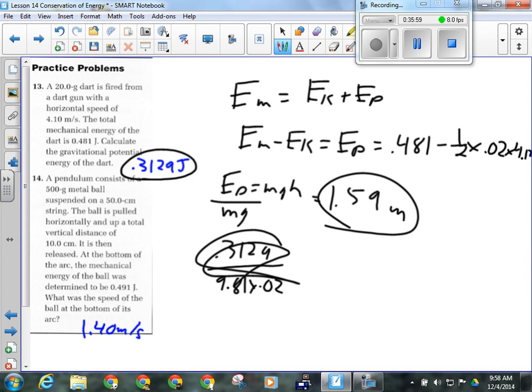Okay, how many people have done number 14? How many people are stuck? Okay, I'll give you a couple more minutes on 14 before I do it.